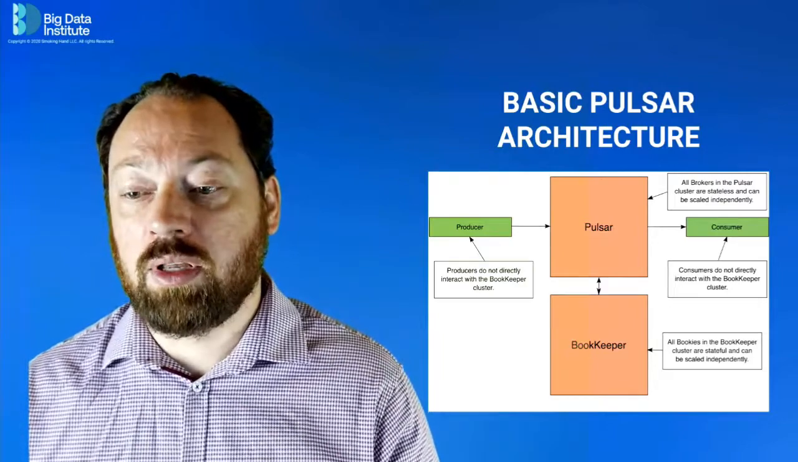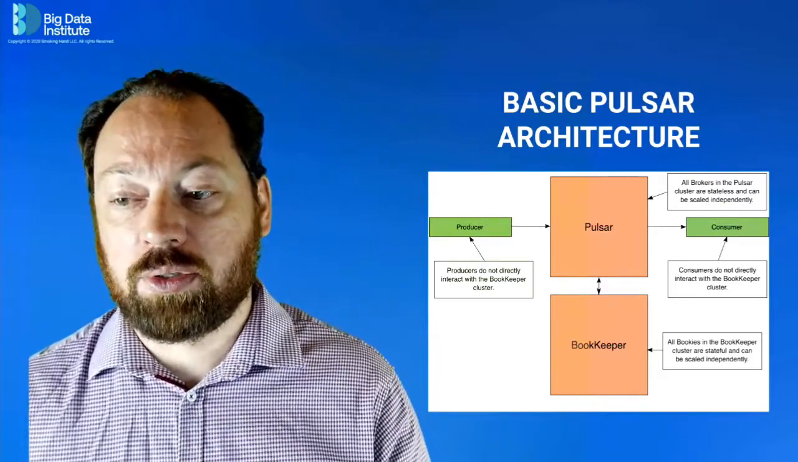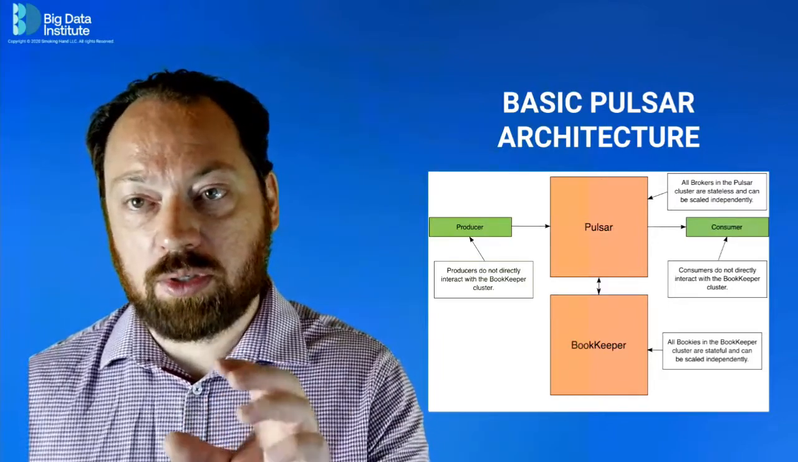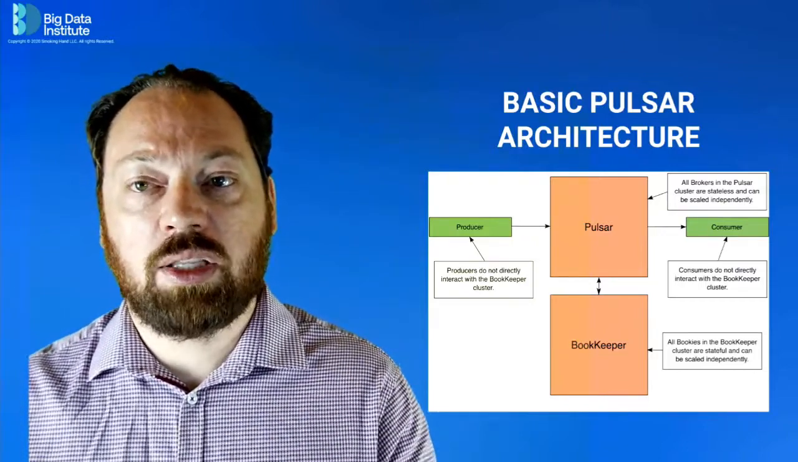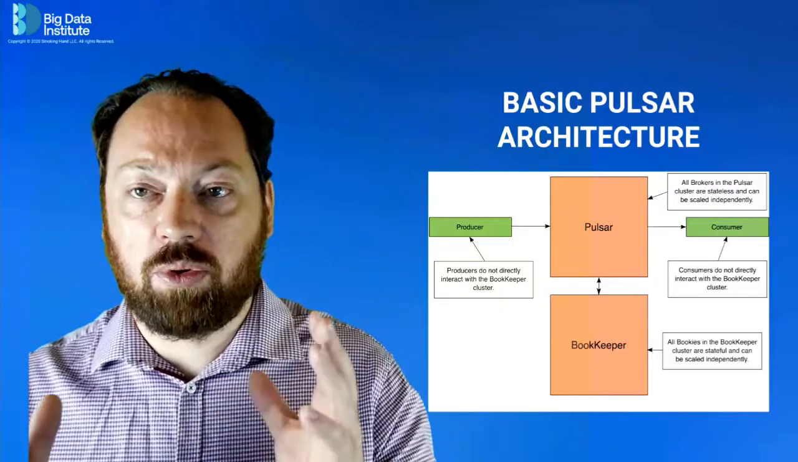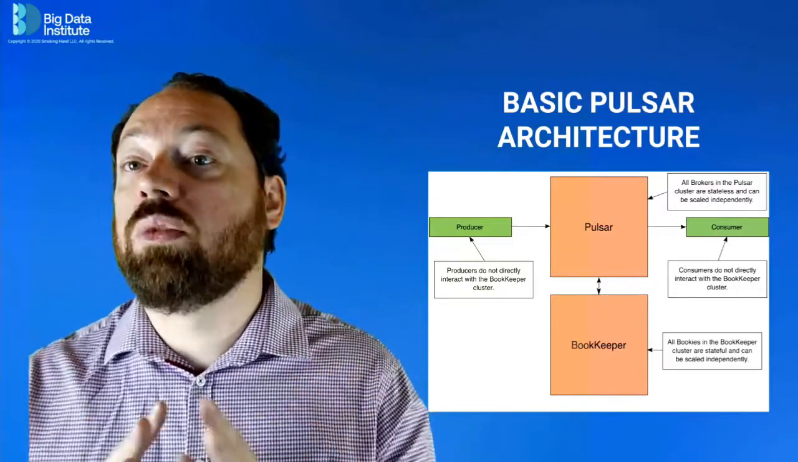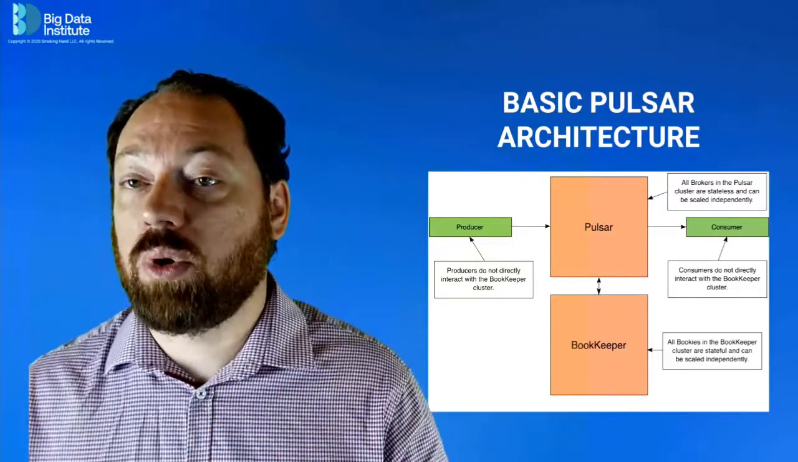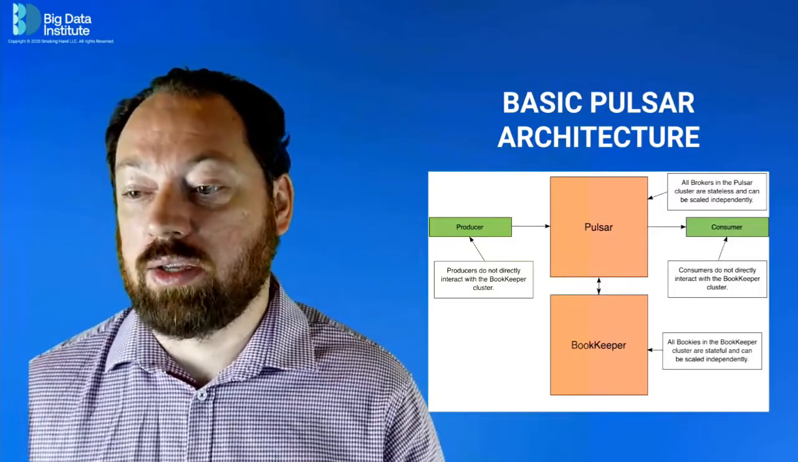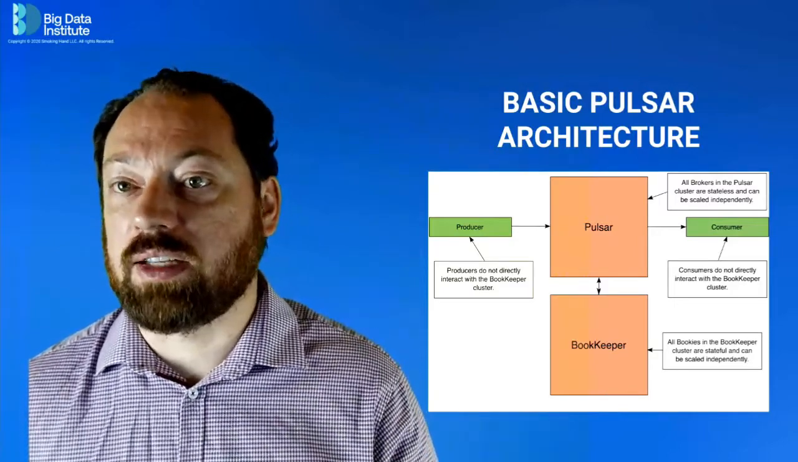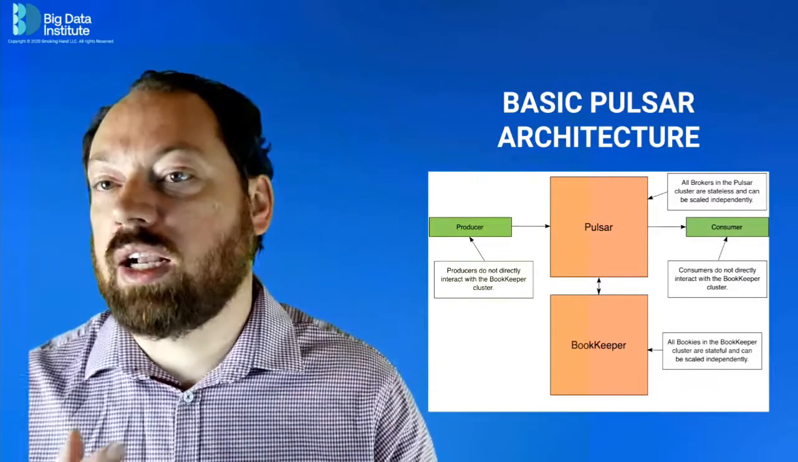So there are those individual brokers, and these brokers are actually stateless. What that means is that you can scale them independently. You can both add new ones and remove ones as you scale down that broker cluster. And so you can do that scaling independently, which is quite nice because of that statelessness. So where does the state actually happen?